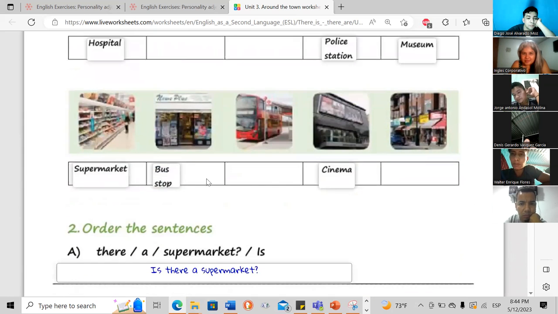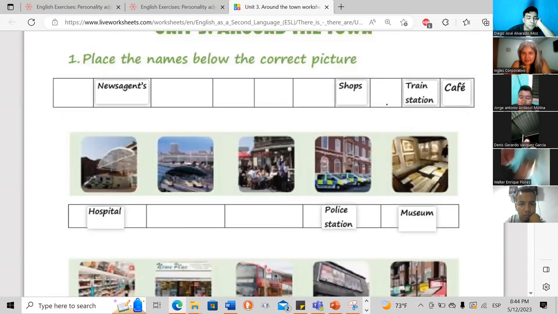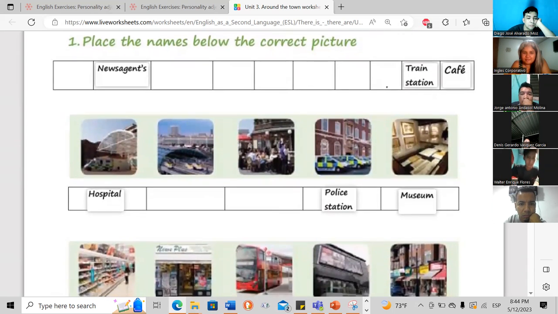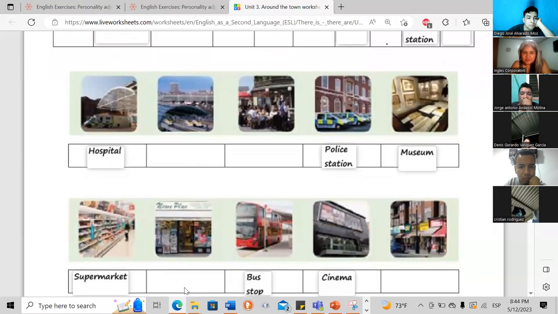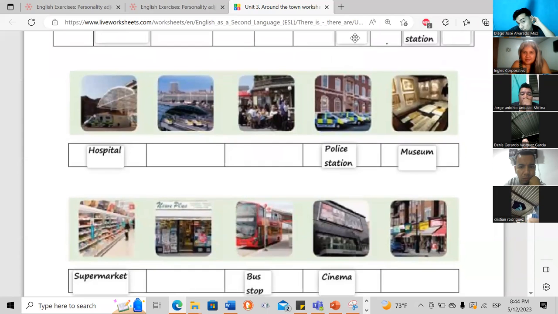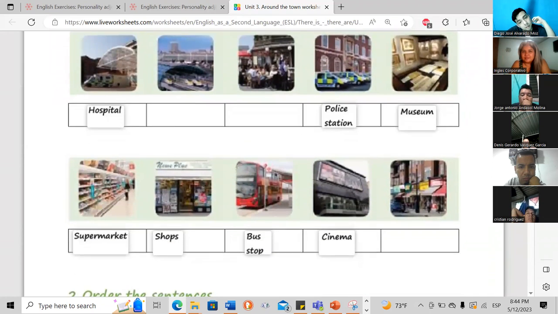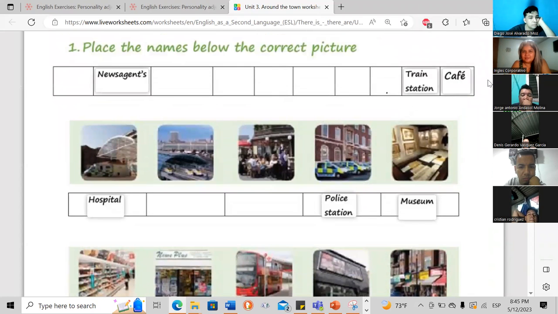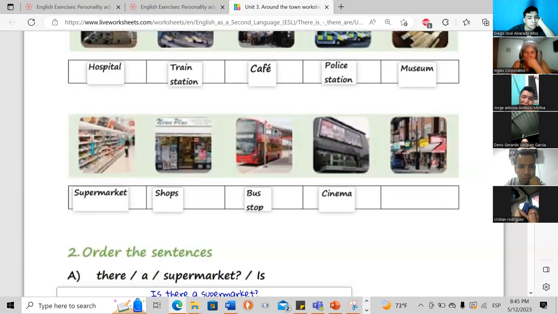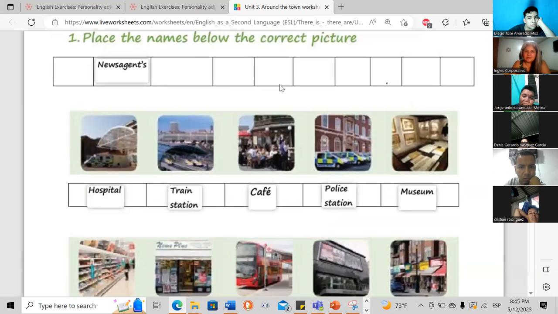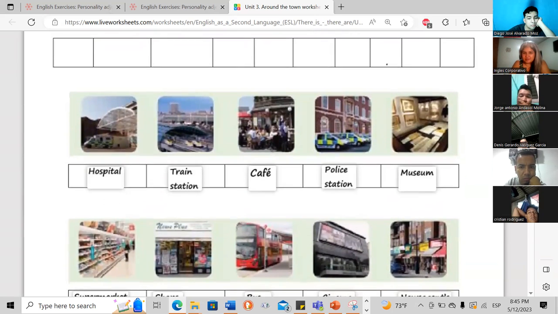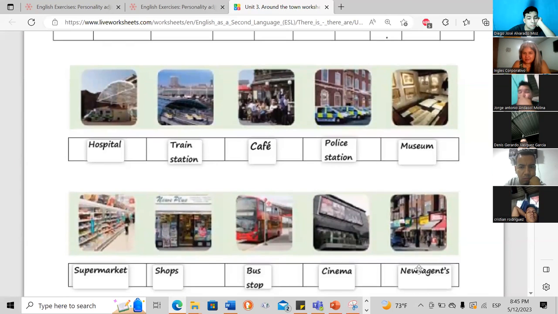Oh, no, no. The best is this one, the best shop. This one will be the shop. Okay, the train station. Perfecto. The second one. Café. This one, right? Maybe that one. Okay, and the news agent. Let's guess that is this one. Okay.